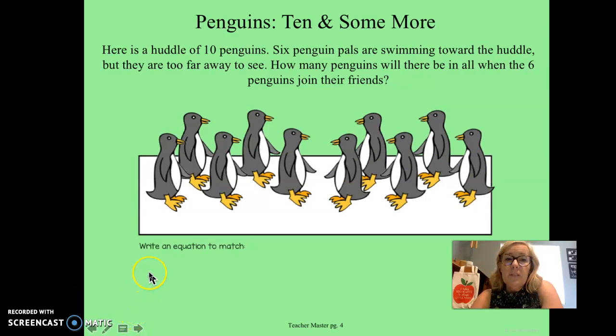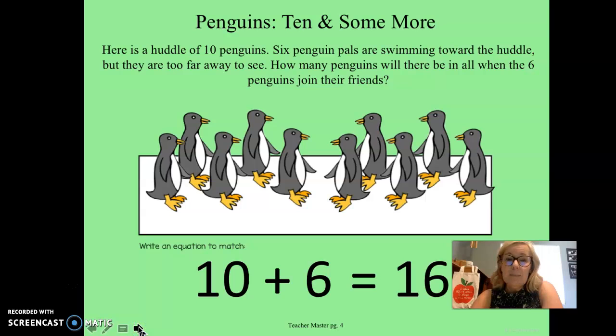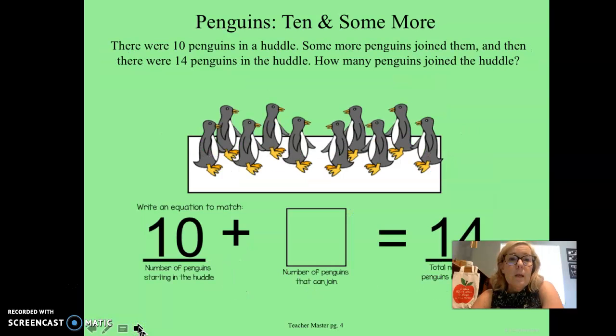Here is a huddle of 10 penguins. 6 penguin pals are swimming toward the huddle, but they're too far away to see. How many penguins will there be in all when the 6 penguins join their friends? We have 10 plus 6 equals 16.